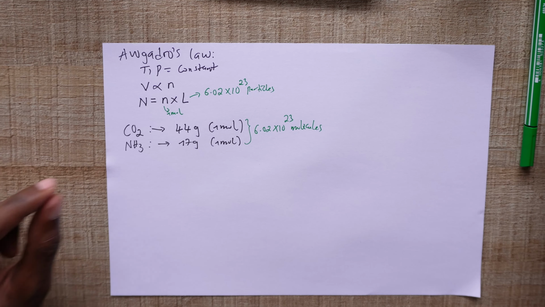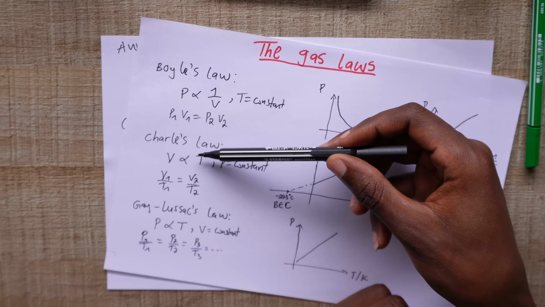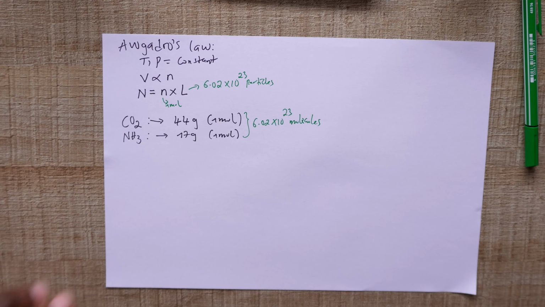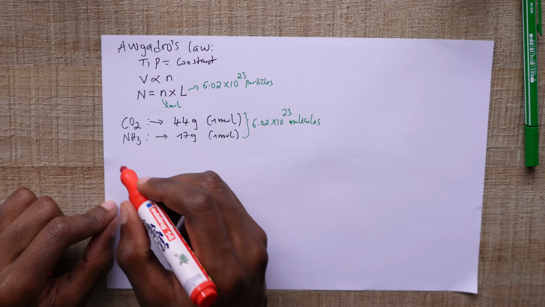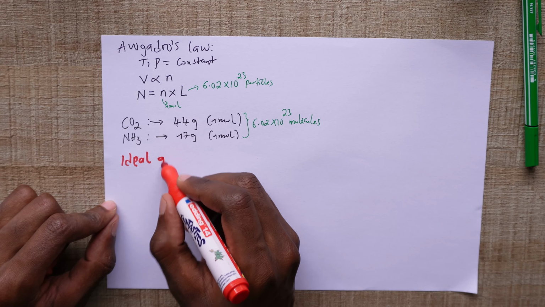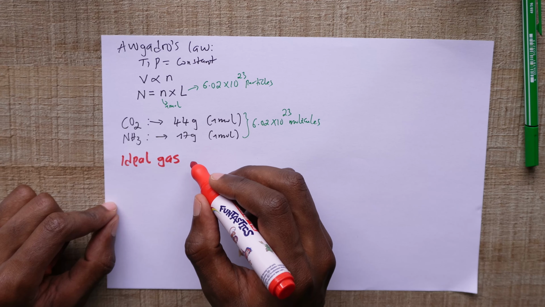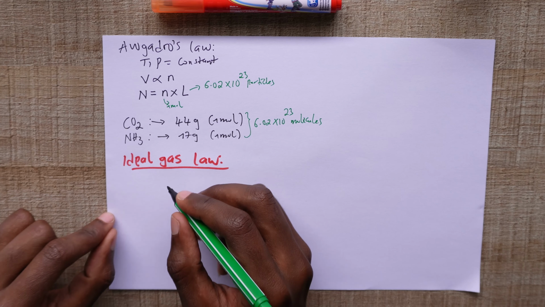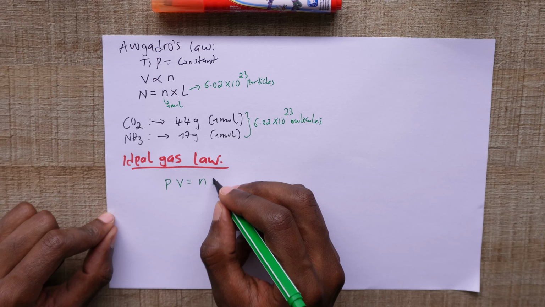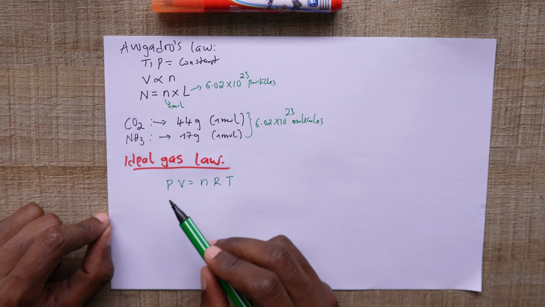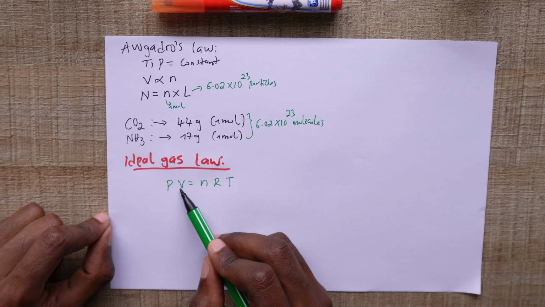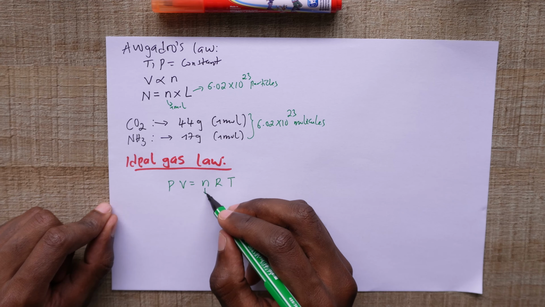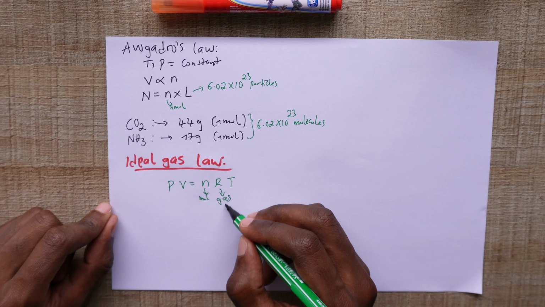Now, we can combine all these laws, Boyle's law, Charles's law, Gay-Lussac's law, and Avogadro's law, into one law that's known as the ideal gas law, or the ideal gas equation, which tells us that PV equals nRT. This means that at a given temperature, the pressure and volume of a gas are related via this relation, where n is the number of moles and R is the gas constant.